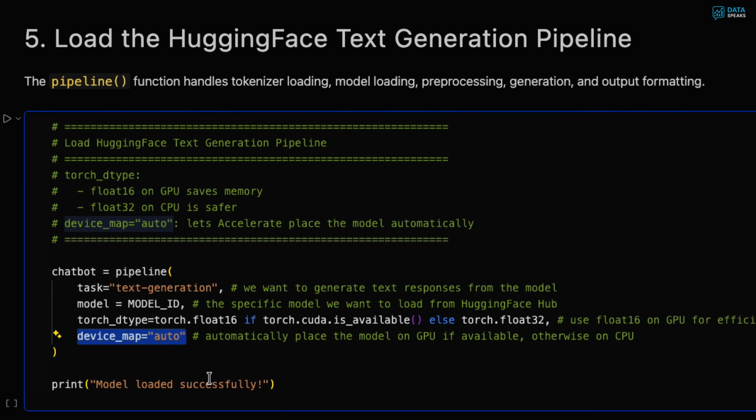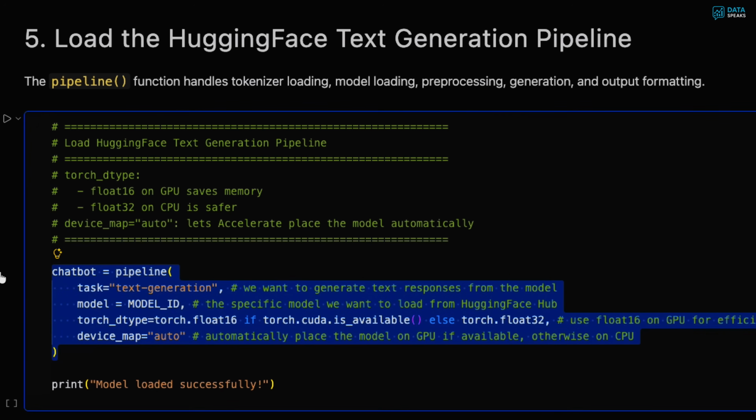device_map equals auto is another very useful parameter. The value auto tells Hugging Face and accelerate to automatically determine where the model should be loaded. If a GPU is available, it will place the model on the GPU. If multiple GPUs are available, then it can distribute parts of the model across them. And if no GPU is available, then it will automatically use the CPU. This saves us manual effort in managing hardware resources.